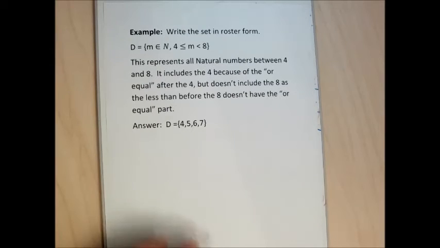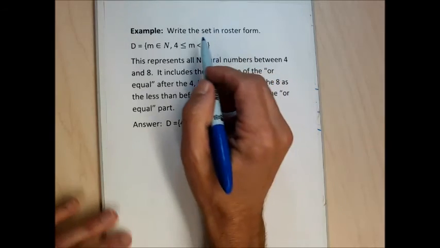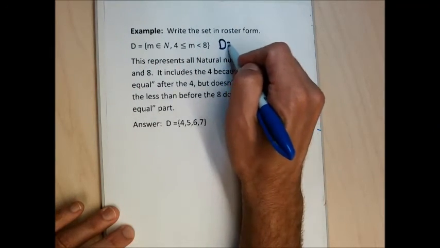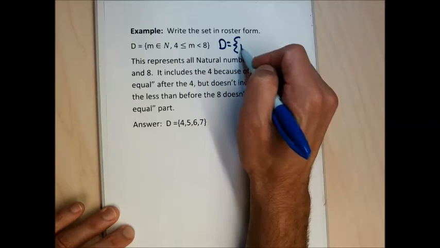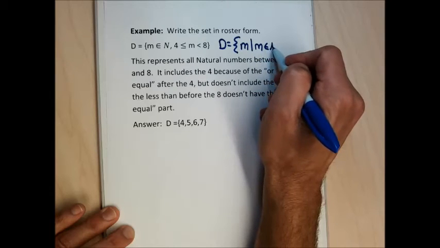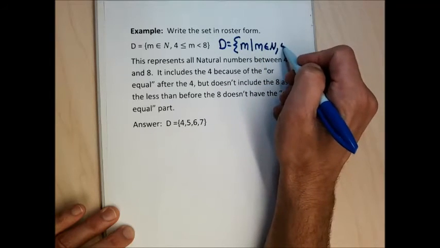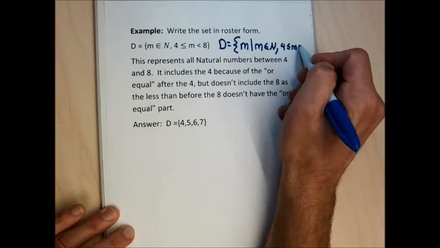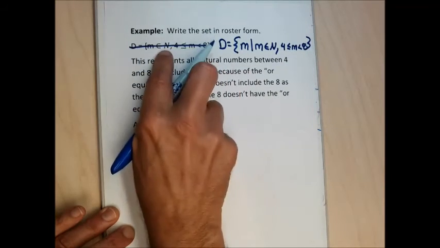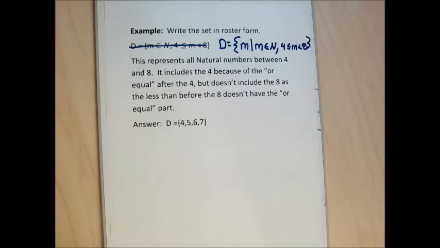Here's a sneaky problem here, and we didn't quite get to something like this even when we did set builder notation, and this is written poorly. Let me change this to say D equals the set of all M such that M is a natural number and 4 is less than or equal to M is less than 8. This is not written so nicely. It's kind of not really set builder notation. It's something that's close to set builder notation, but it's not set builder notation.